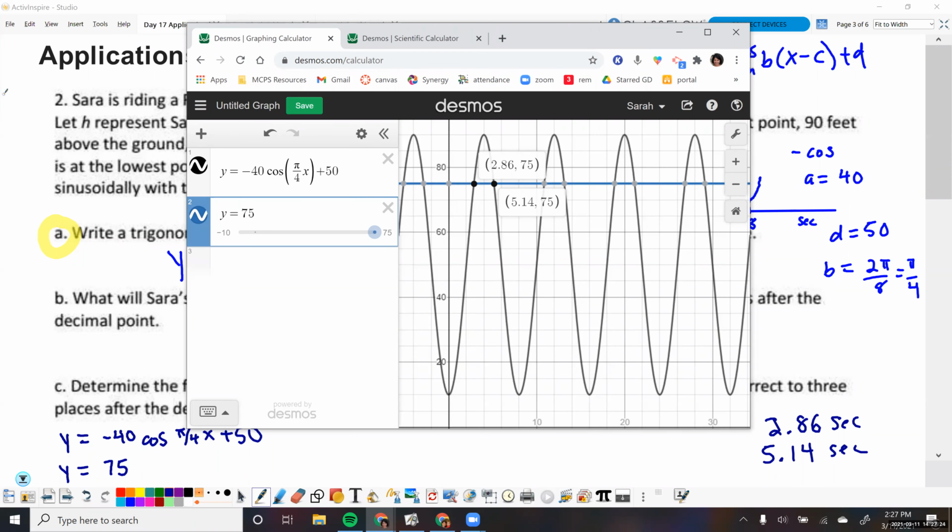All right, ladies and gentlemen, if you haven't already, go ahead and start number 3 because we're almost out of time and I want to make sure we get that done.